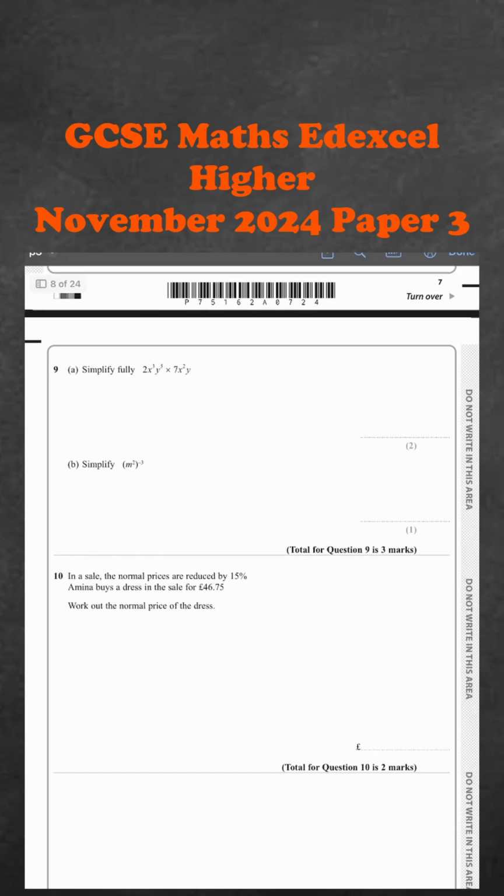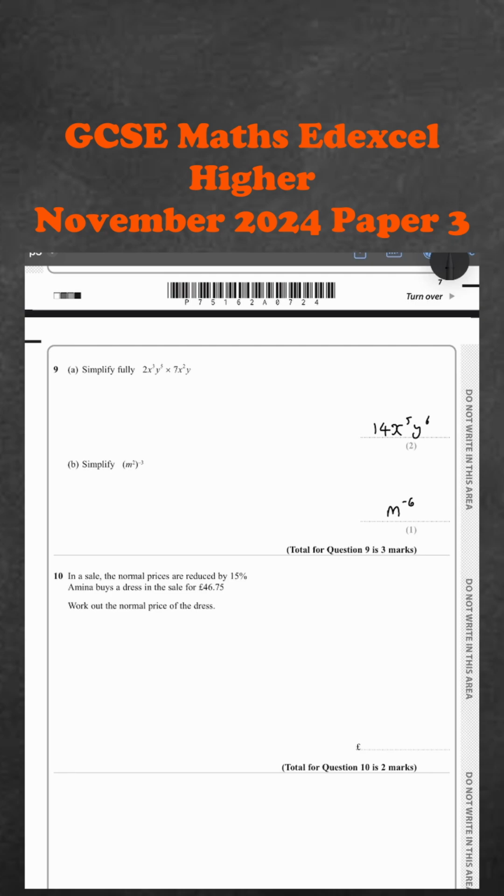Question 9. Simplify fully 2x cubed y to the 5 times 7x squared y. Just looking at the numbers, that's going to be 2 times 7, which is going to be 14. We have x cubed times x squared, which gives us x to the 5, and y to the 5 times y gives us y to the 6. Part B. Simplify m squared to the power minus 3. As we have brackets here, we're going to be multiplying the powers rather than adding them together like we did in the first one, so this one is simply m to the power minus 6.